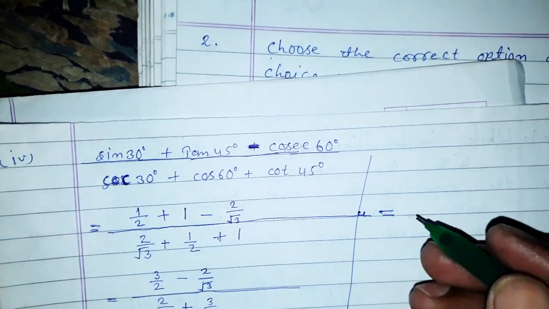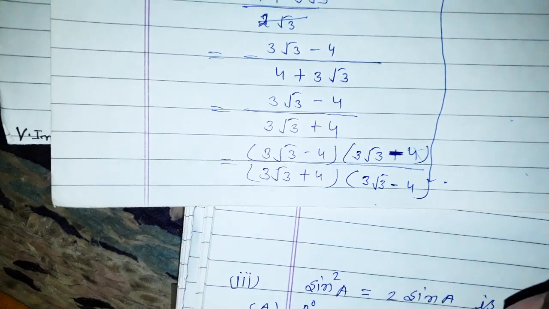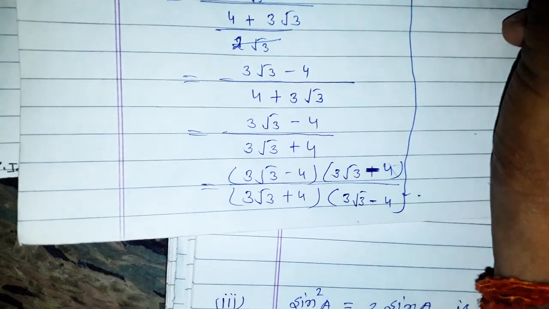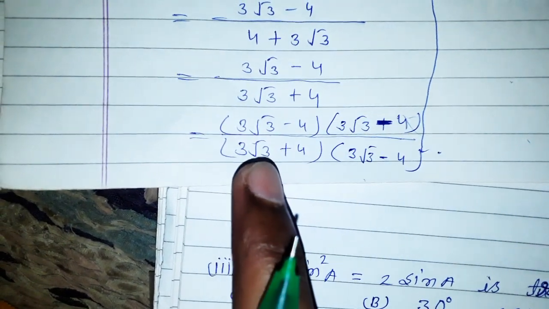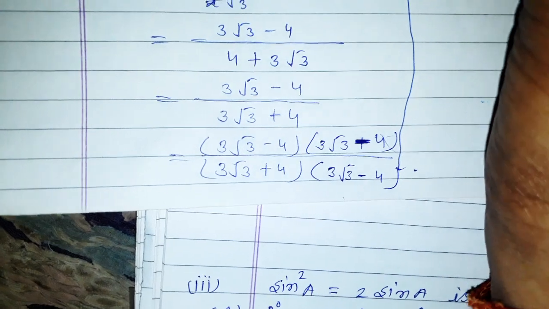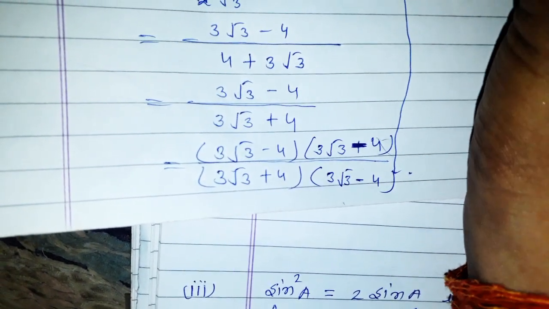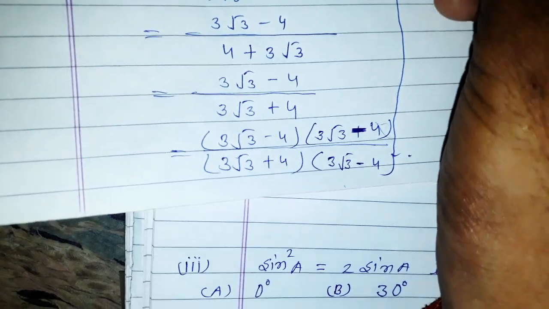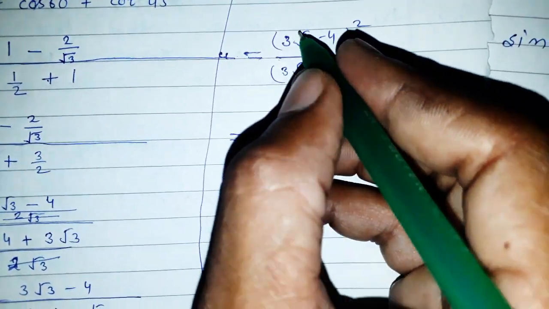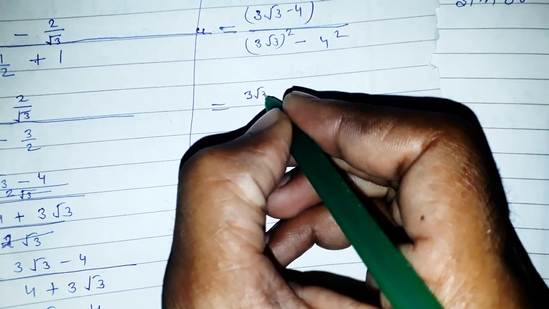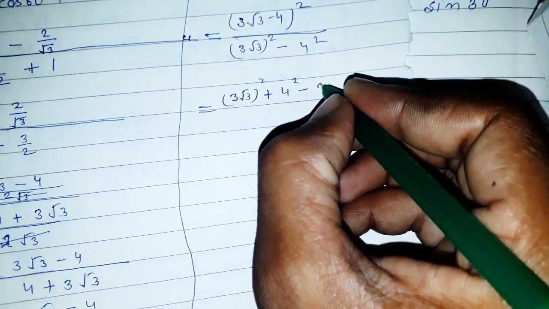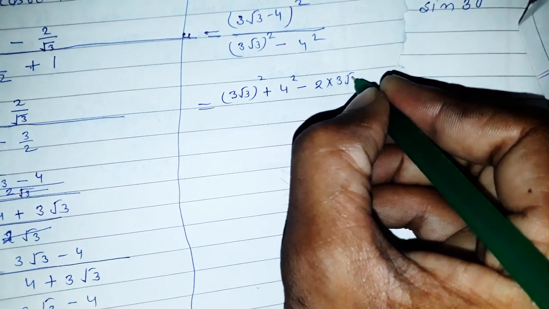Solve. So this is a whole square, so write 3 root 3 minus 4 whole square upon, here use the formula (a minus b)(a plus b) is equal to a square minus b square. So this is (3 root 3) square minus 4 square. (a minus b) whole square is a square plus b square minus 2ab, so (3 root 3) square plus 4 square minus 2 into 3 root 3 into 4.